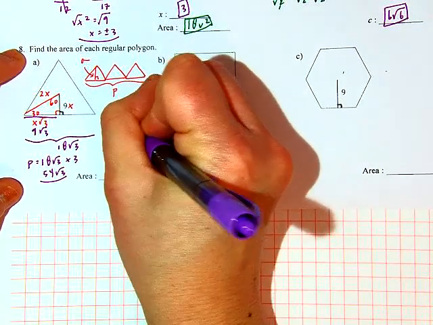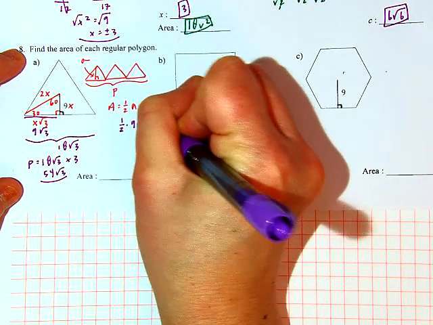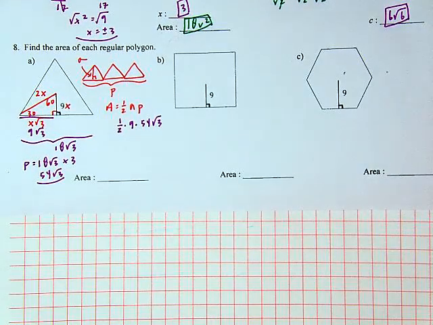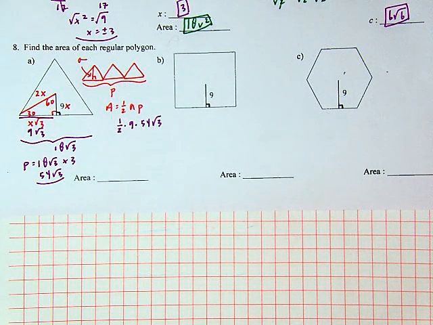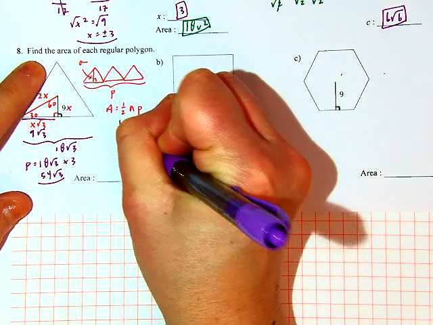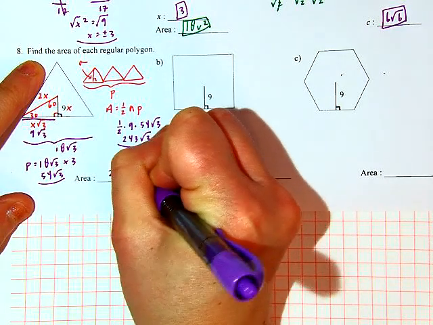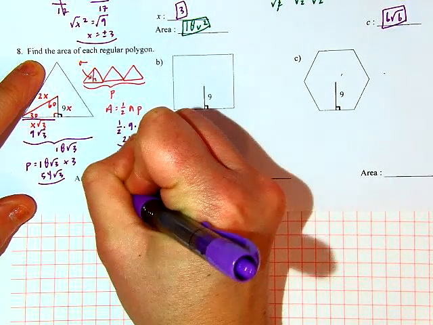So I'm just going to multiply across 1/2 of 9 times 54 root 3. So I'd probably take half of the 54 first, that's 27, and then multiply by 9, and I would get 243 root 3. Units are squared, always the case for any area problem.